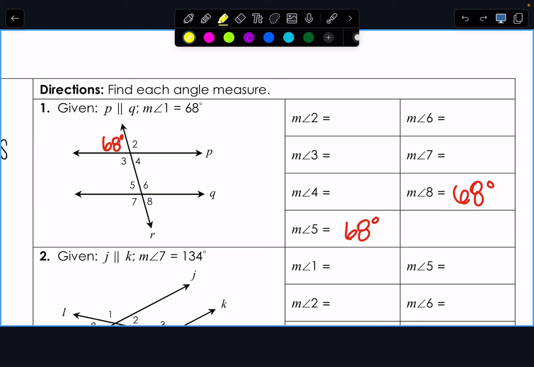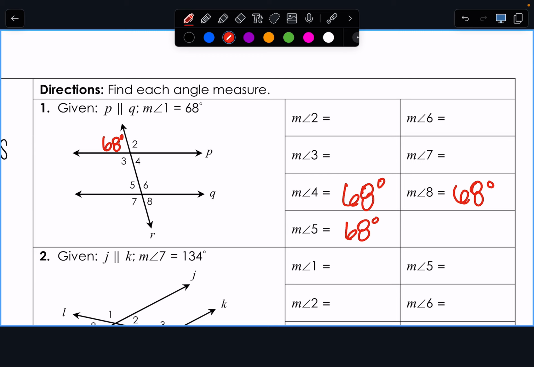What kind of angles are 1 and 4? This is from the other day. They are vertical angles. Matthew, what's true about vertical angles? They're the same. So they're congruent. Angles 1 and 4 are congruent, so angle 4 is also 68 degrees.